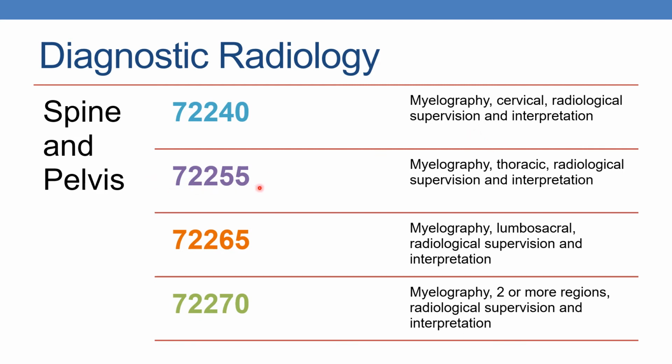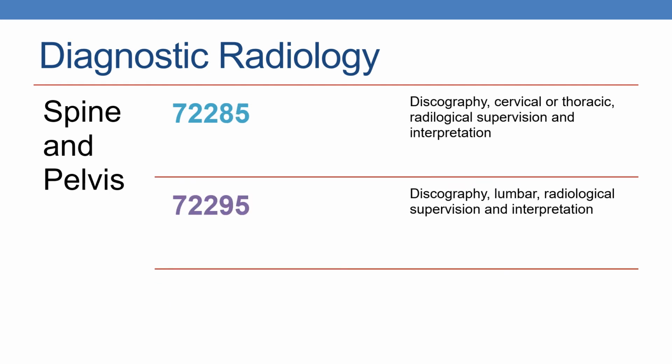The next is 72255, myelography, thoracic, radiological supervision and interpretation. 72265 is nothing but myelography, lumbosacral, radiological supervision and interpretation. Next, 72270 is nothing but myelography, 2 or more regions, radiological supervision and interpretation. The next is 72285, discography, cervical or thoracic, radiological supervision and interpretation. The next is 72295, discography, lumbar, radiological supervision and interpretation.